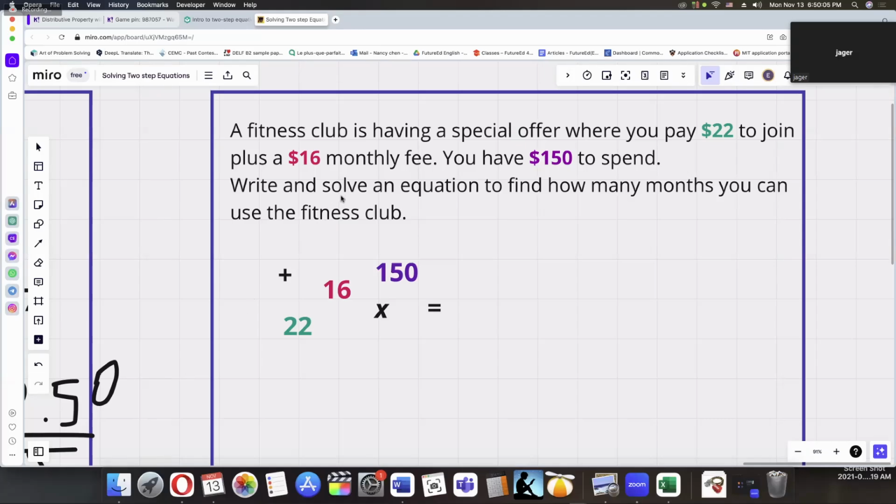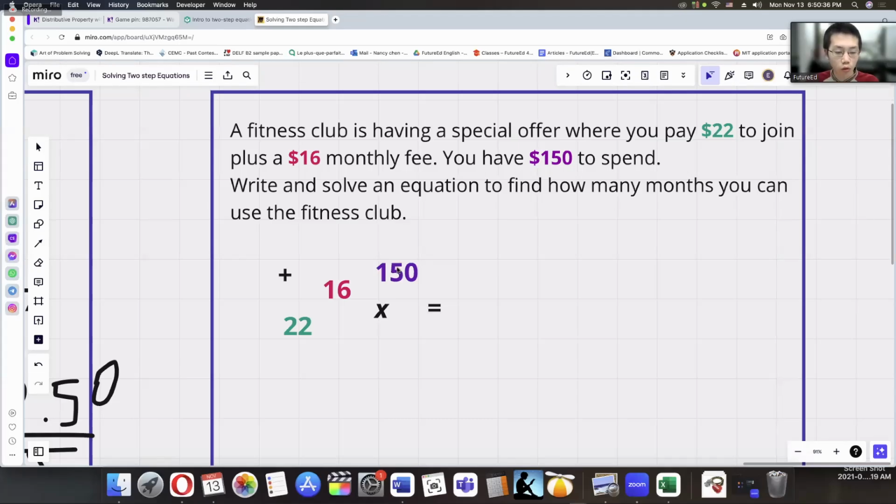Okay, a fitness club is having a special offer where you pay $22 to join plus a $16 monthly fee. You have $150 to spend. Write and solve an equation to find how many months you can use the fitness club. Okay, this doesn't seem too bad actually.